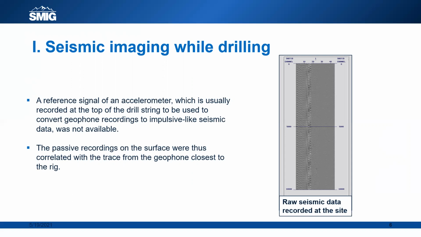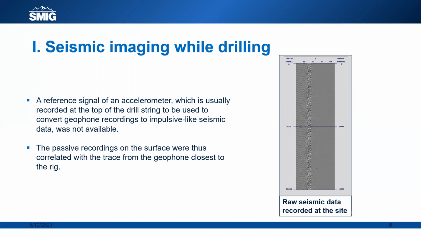The reference signal of this geophone closest to the rig was used later for cross correlation with the recordings from other geophones, in order to obtain a seismic image that looks like an active seismic image, so more like a conventional result, a conventional shot gather. I will talk about this soon.